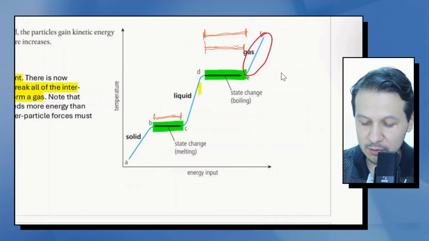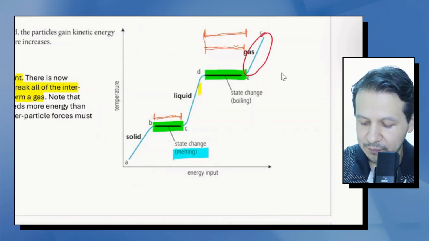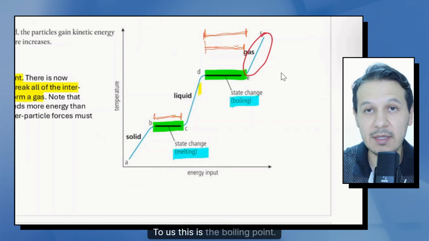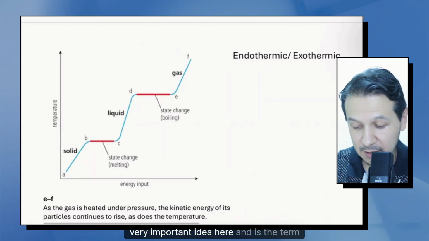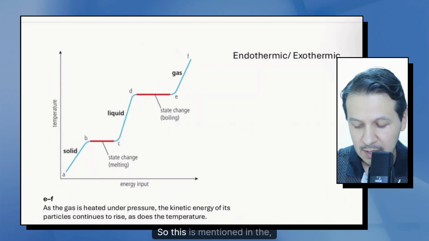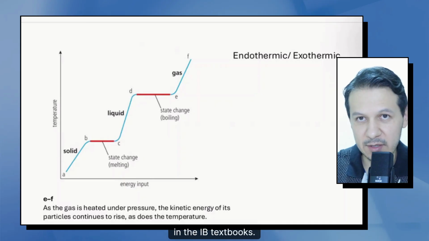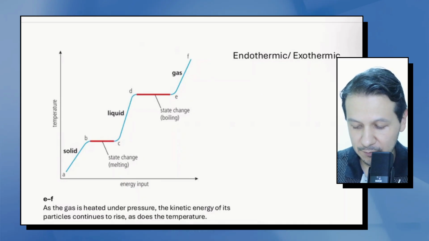So here we have solid to liquid, the melting point, let's highlight it in blue, and liquid to gas, this is the boiling point. Another very important idea here is the terms endothermic and exothermic. This is mentioned in the IB textbooks, and it's important that you know this regarding this graph.